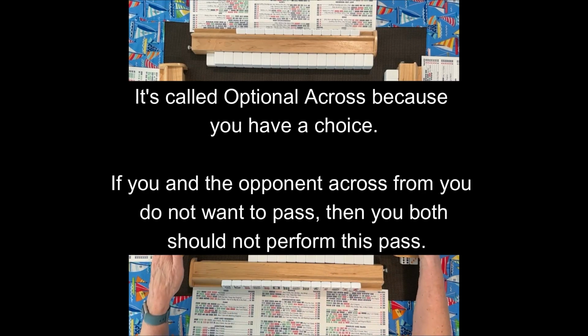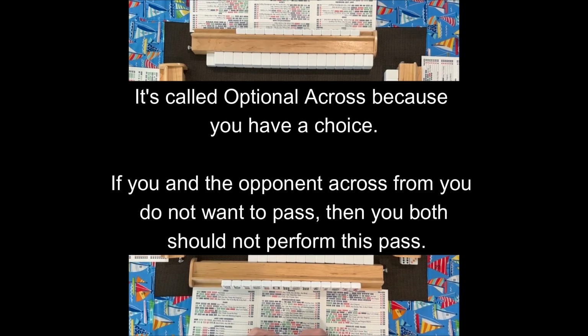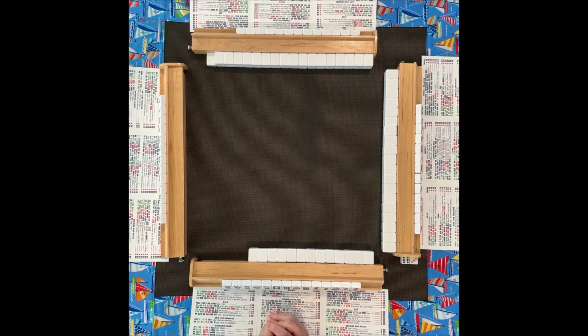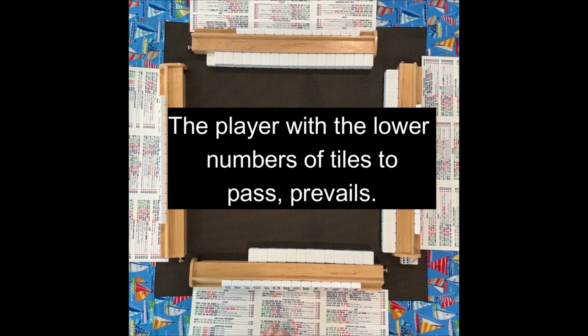So these 2 players here would talk to each other and say, how many tiles do you want? I have 3. And if the other player said, I only have 2, then 2 is what gets passed. So the player with the lower number of tiles to pass is the one that prevails with how many tiles are passed on the optional.